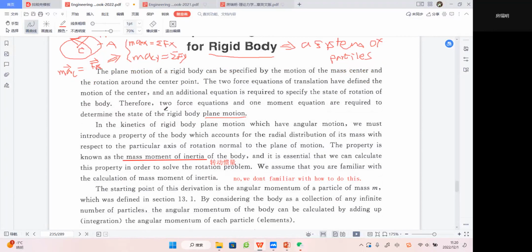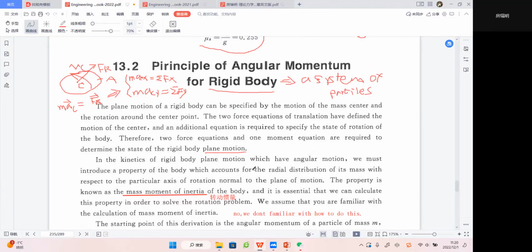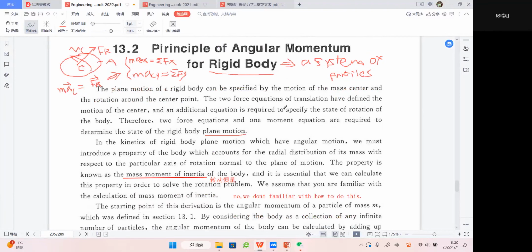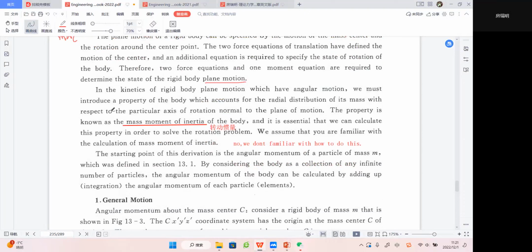Actually, that's why we should learn the principle of angular momentum. Because through this principle, we can get another equation that specifies the state of rotation of the body, right? That's the reason why we learn the principle of angular momentum today. So please try to follow me and understand the meaning of the paragraph.